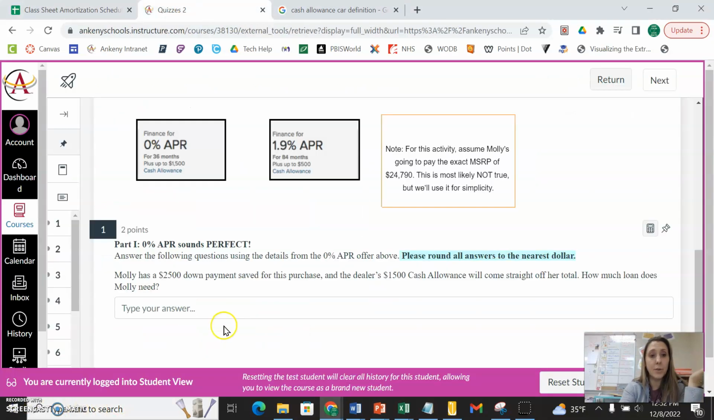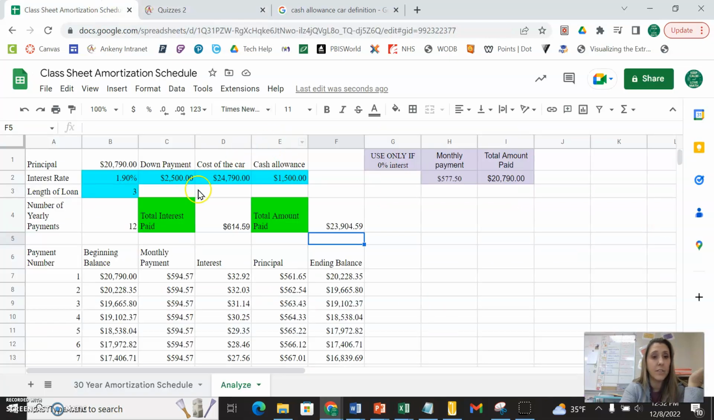Question talks about a 0% interest. So what we need to do first off, it says that we are going to get $1,500 in a cash allowance and we're going to put $2,500 down. So that's the cost of the car, $2,500. There is the $1,500 cash allowance, and then that's how much she'll need to finance. That's what her loan amount is.